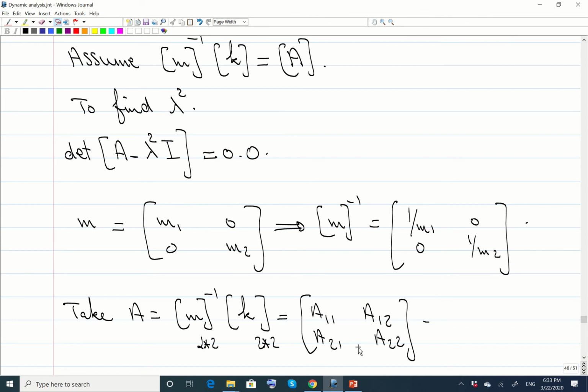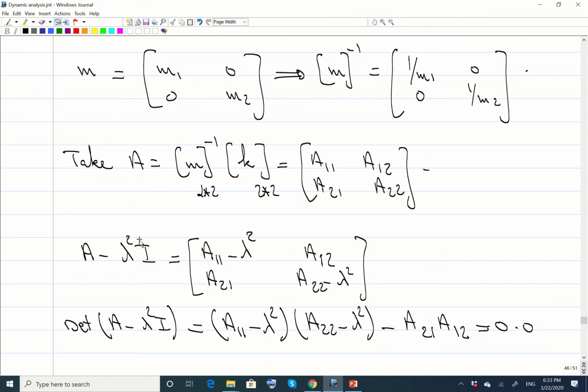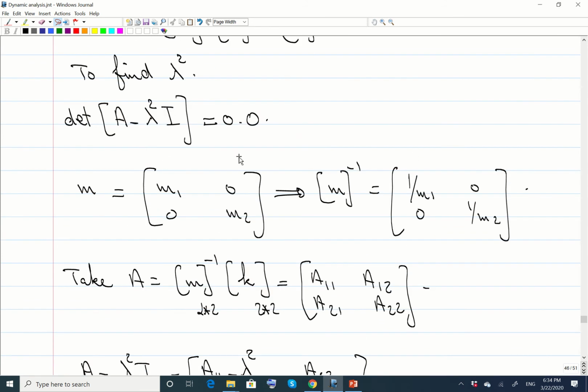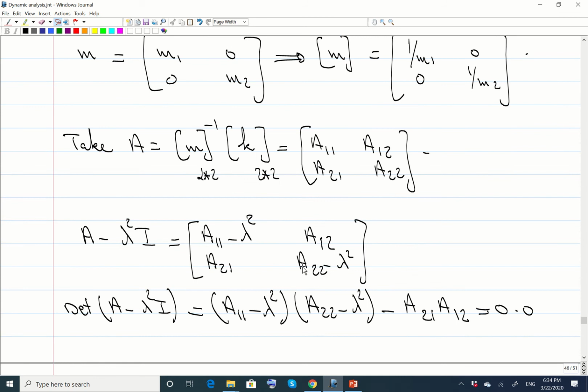I want this matrix minus lambda squared I, so A minus lambda squared I will be, I'm just subtracting lambda squared from the diagonal members over here, because I is the unit matrix, which is just 1 on the diagonal and 0 for the off-diagonal elements.